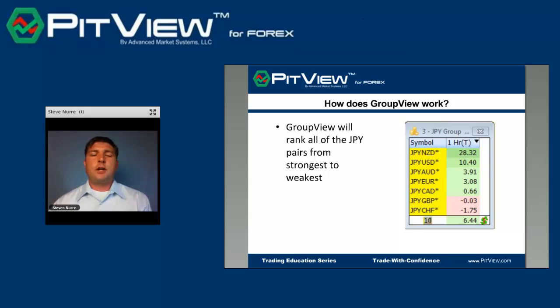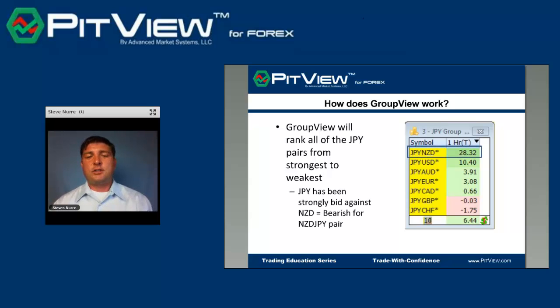Now what Group View is going to do is rank all the Japanese yen pairs from strongest to weakest. And again, it shows you which currencies it's trading the strongest against versus which currencies it's trading the weakest against, basically showing you the slope of how strong that trend is. As you can see here, when we look at the top of the screen, we see that the Japanese yen is strongly bid against New Zealand. Now this would be bearish for the New Zealand yen pair.